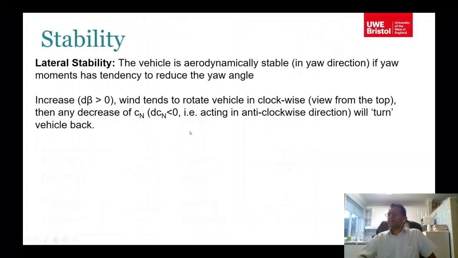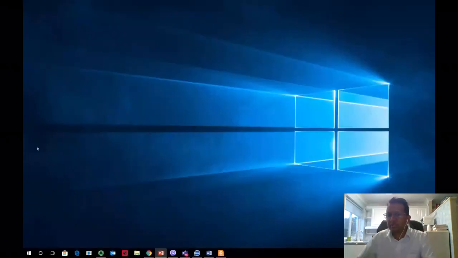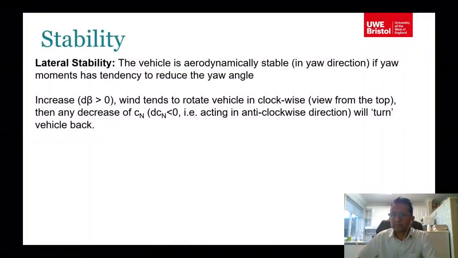And then lateral stability. The angle that is created by the lateral force is the wind direction, basically. The wind tends to rotate the vehicle in the clockwise direction. So any decrease of CN acting in the anti-clockwise direction will turn the vehicle back. So you need to look at that.